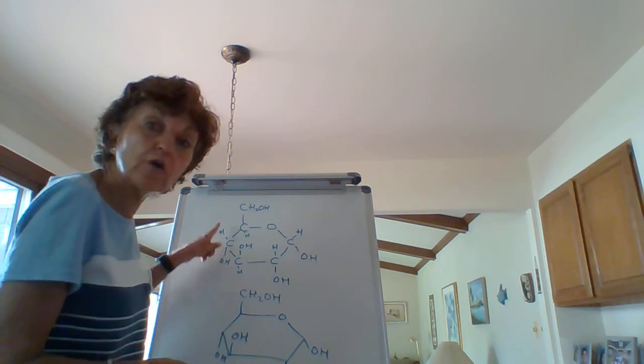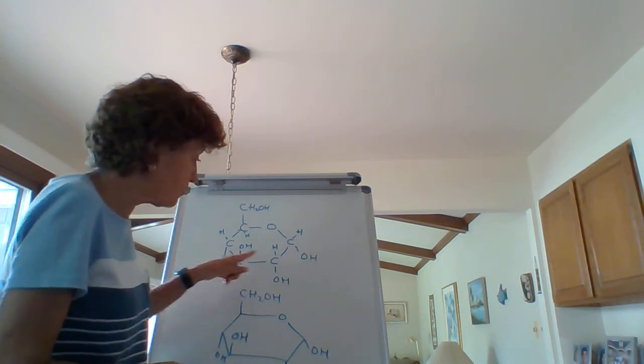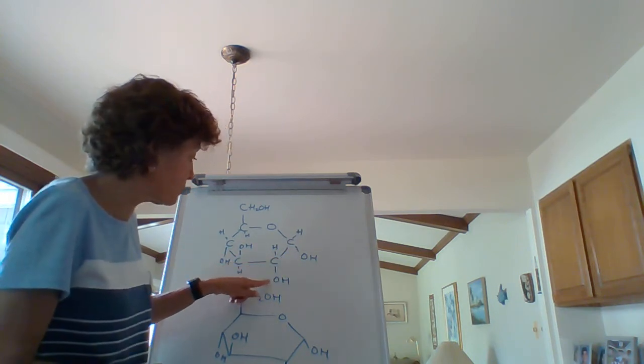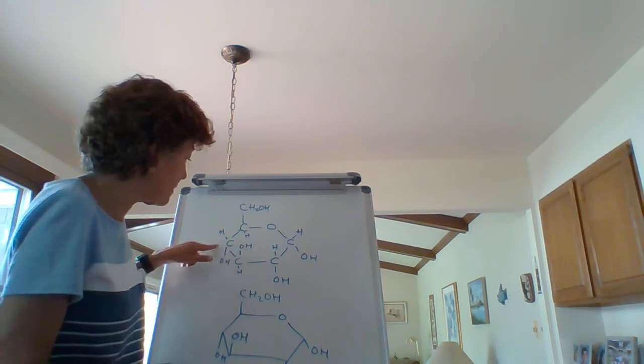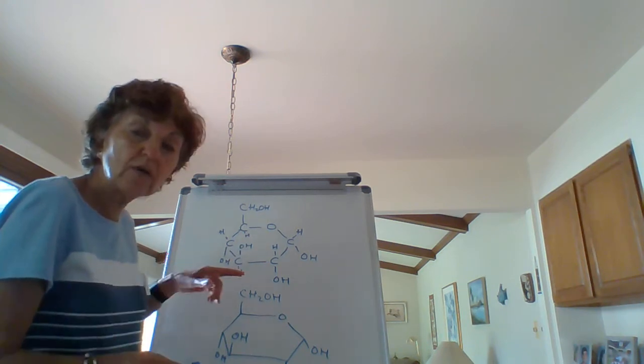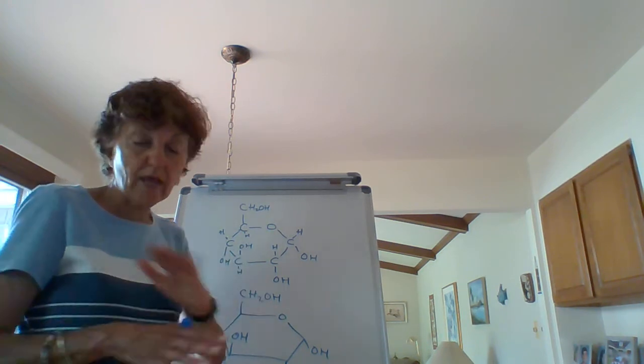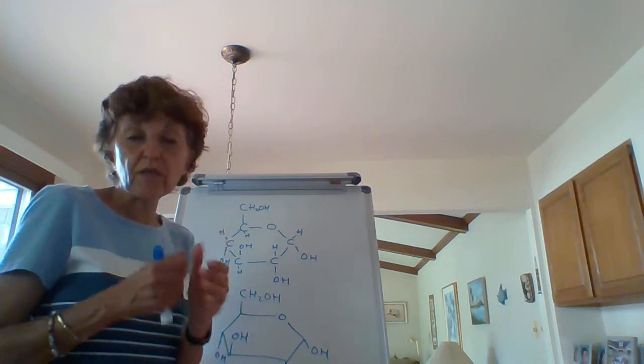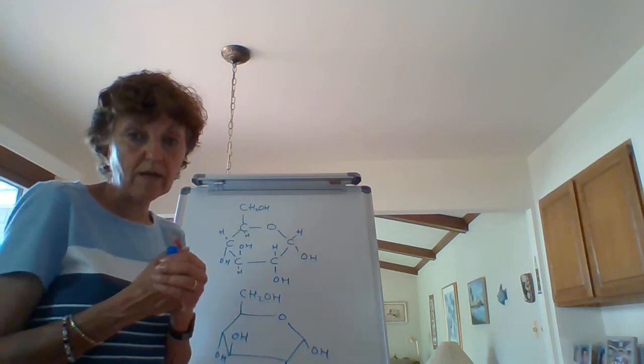The rest don't change. These are pretty rigid. So carbon 2 will always be down, carbon 3 will always be up, carbon 4 will always be down. That's just the way it will always be with a D-glucose in the ring.